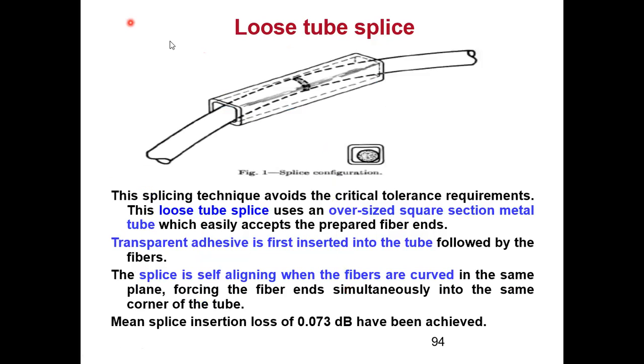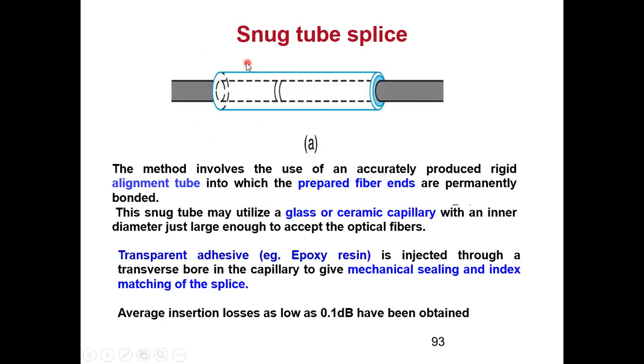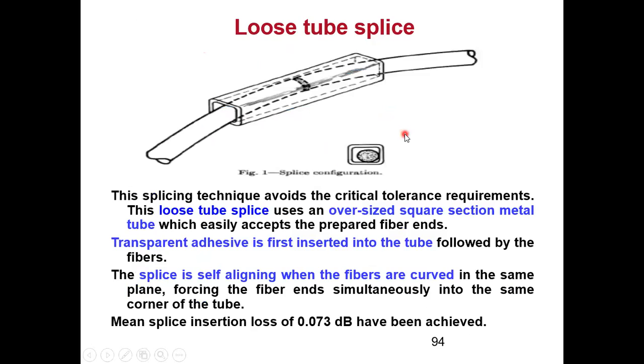Now the second category is the loose tube splice. Now if you see the first diagram and the second diagram, here also there was a tube, but if I take the cross section of this tube, it was circular. And what we said, the diameter is just large enough to accommodate the fiber. It is not that much bigger. But here, from the name loose tube splicing, what I have is the dimension, the cross section is shown.